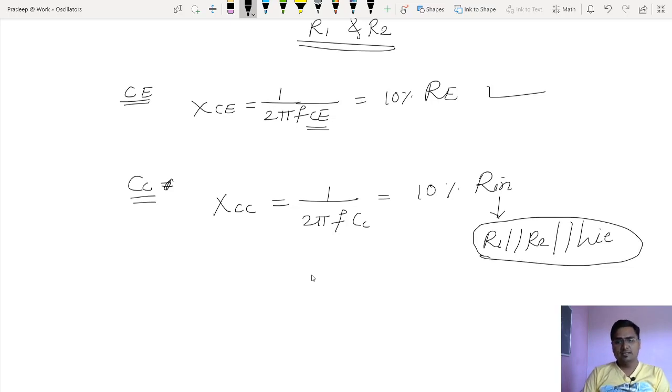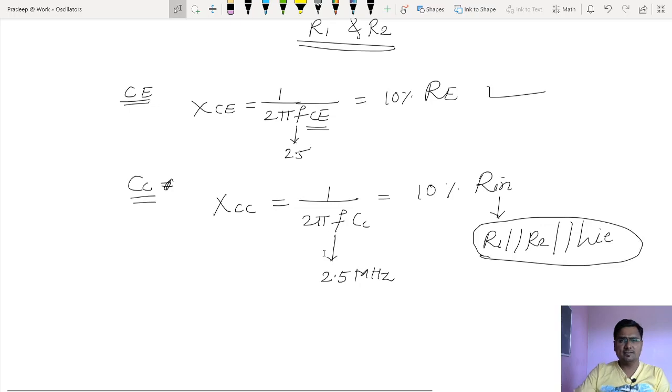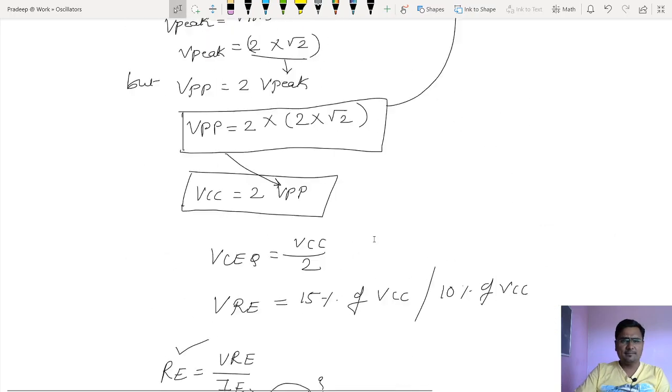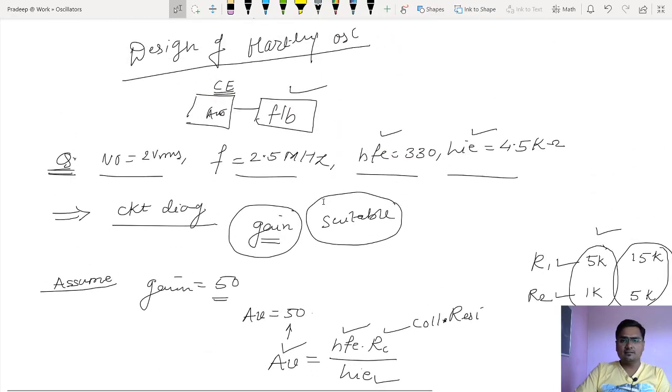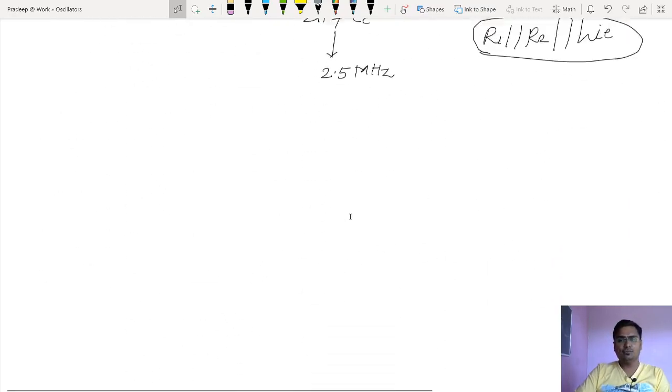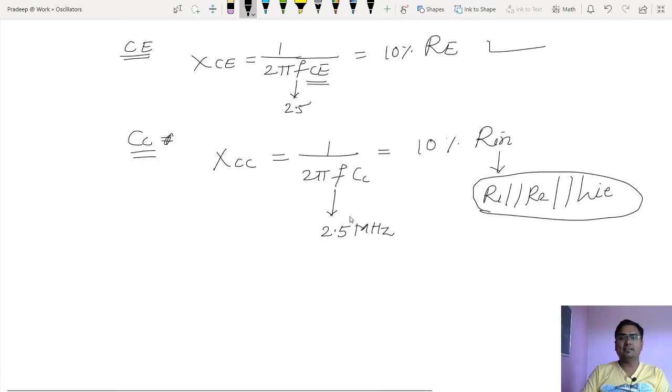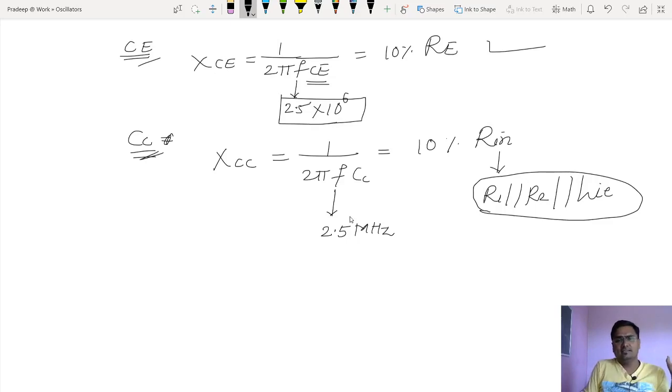Put this value, but in this calculation you need to remember that the frequency is 2.5 megahertz, the frequency of oscillations. Is it 2.5? Let me check. Frequency is given. Frequency is 2.5 mega, means 2.5 multiplied by 10 raised to 6. That's what the frequency is. It means we are calculating the value of capacitors at the oscillating frequency. Right? So this is how I can design the amplifier.